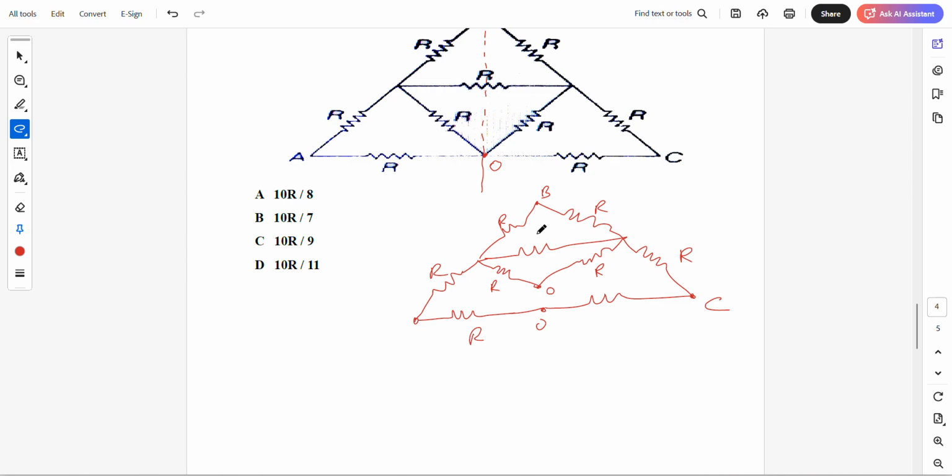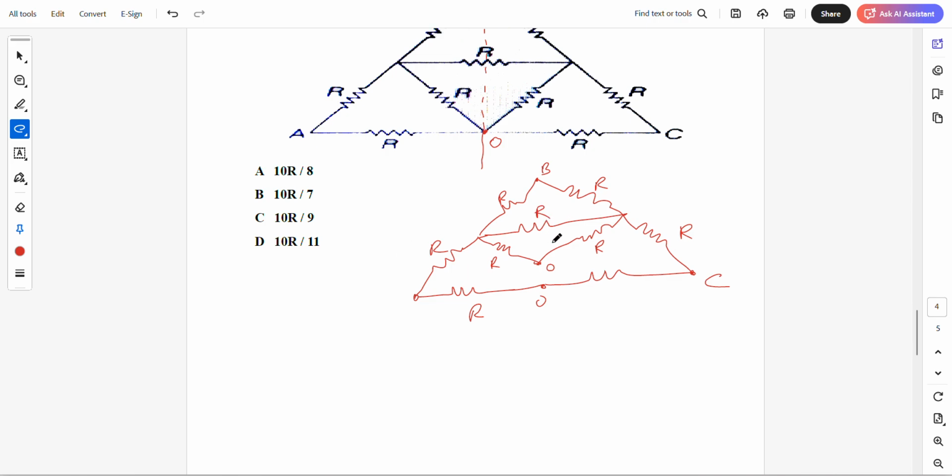And this is how much? R only. Right? Now you see, this is also R. Now what happens? R and R, 2R. Okay? 2R in parallel with 2R, what does it become? It becomes R. 2R in parallel with 2R is R. R in parallel with R becomes R by 2.